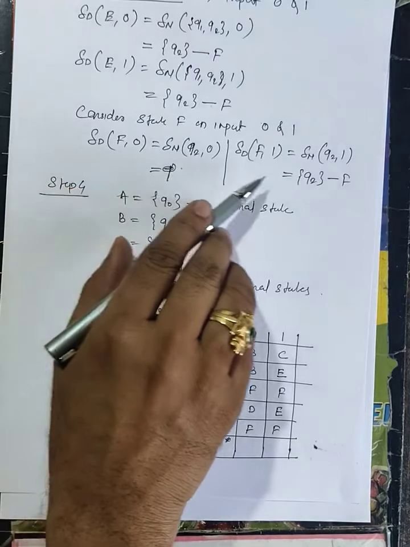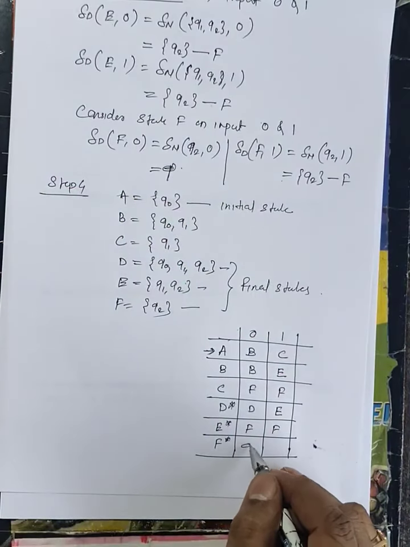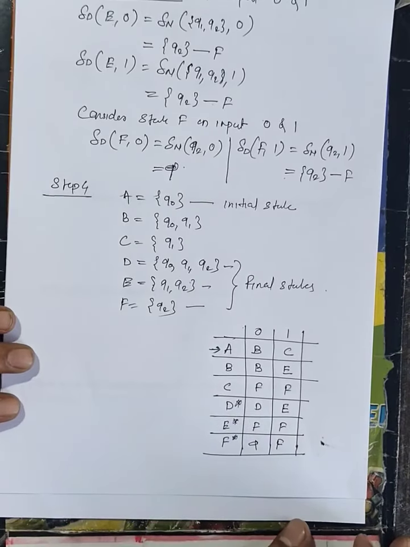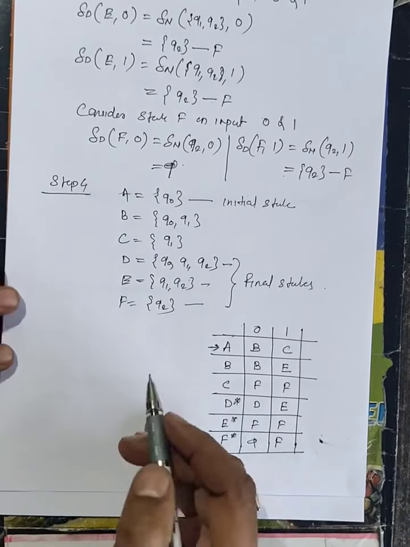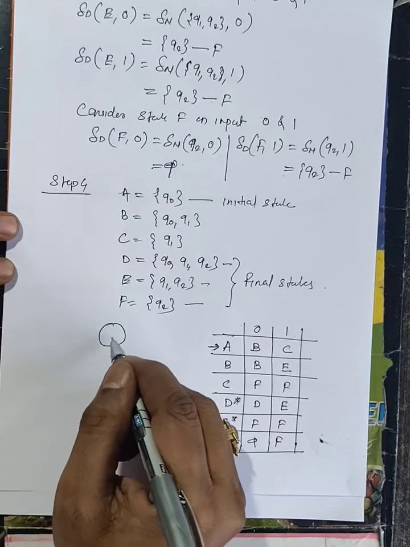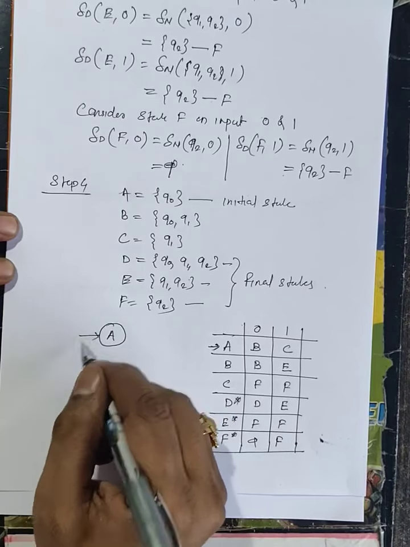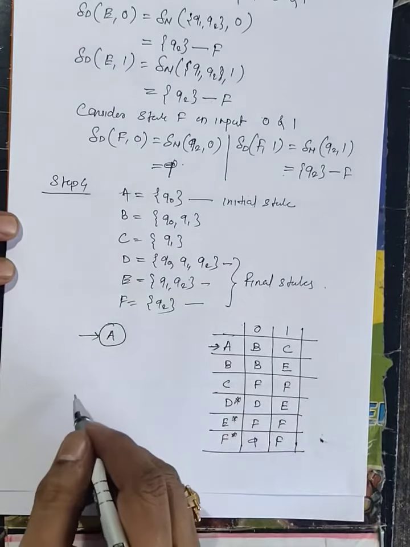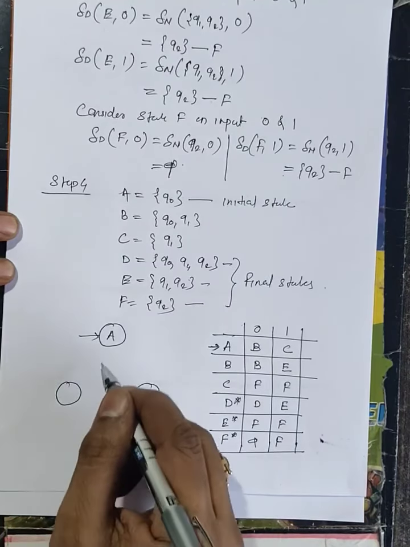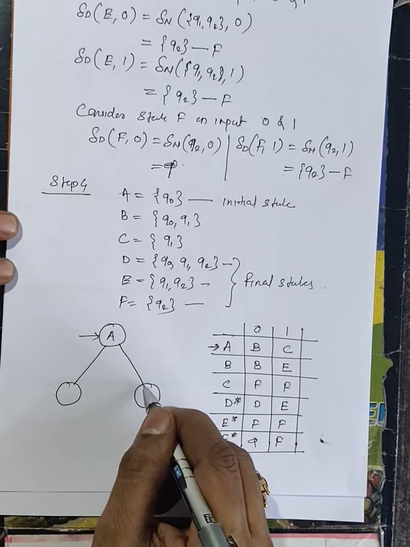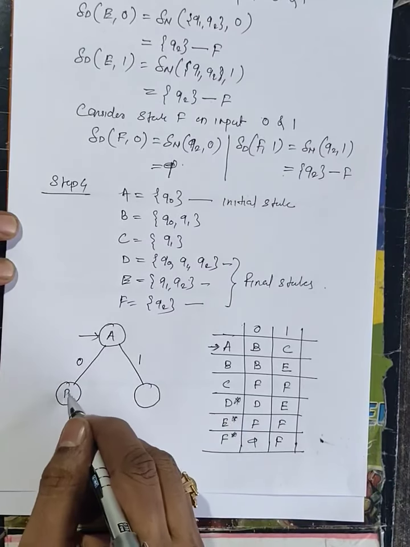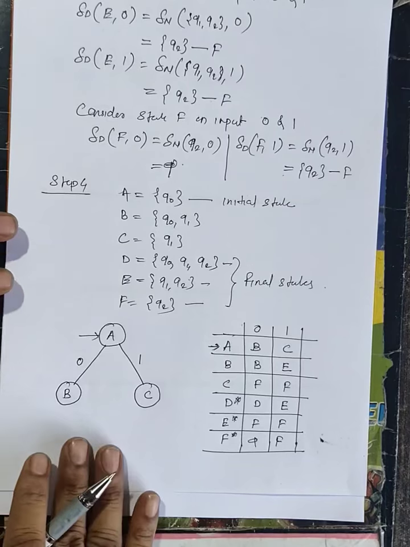F on 0, F on 1, this is F. And once we know the transition table, then we can construct the DFA from this. From A, B and C both are intermediate states. On 0, on 1, this is B, C.